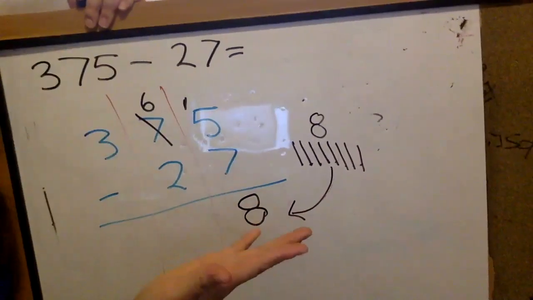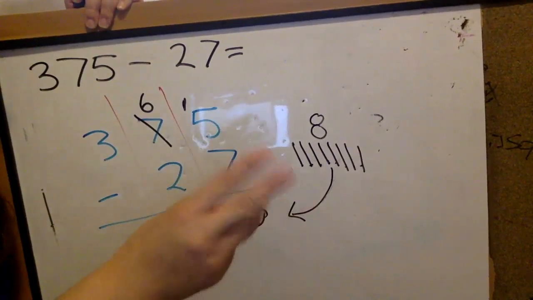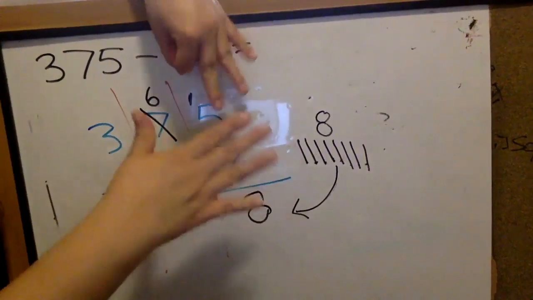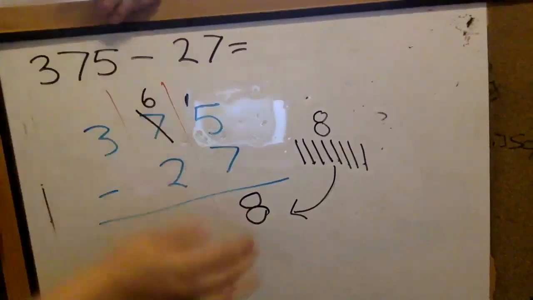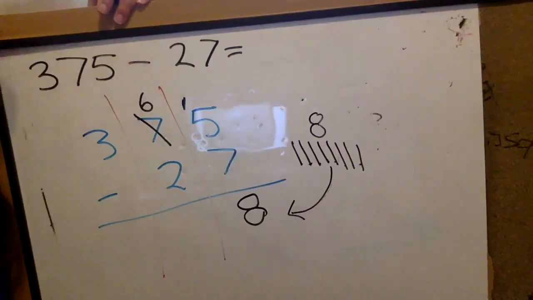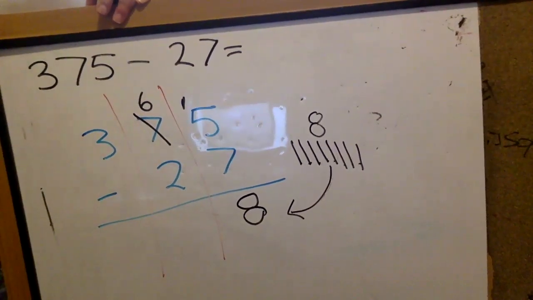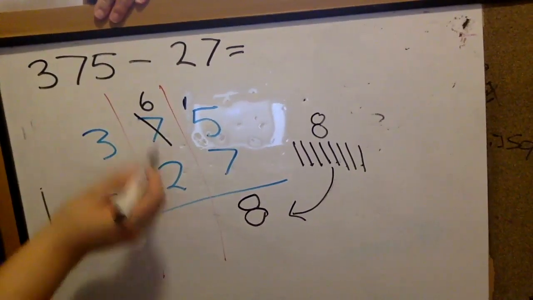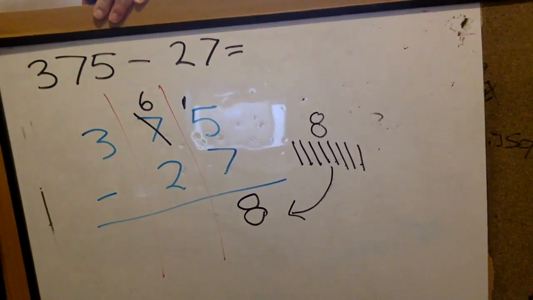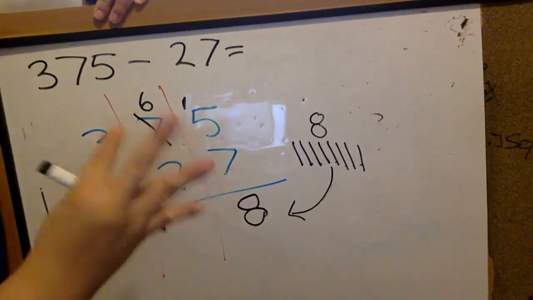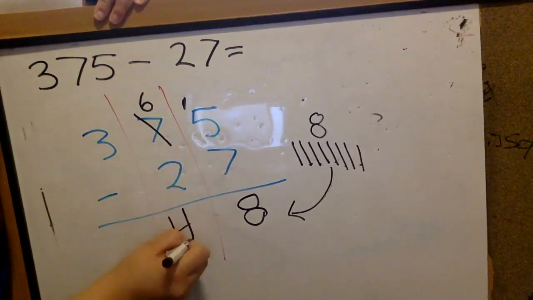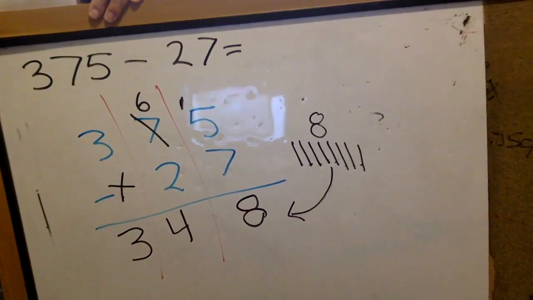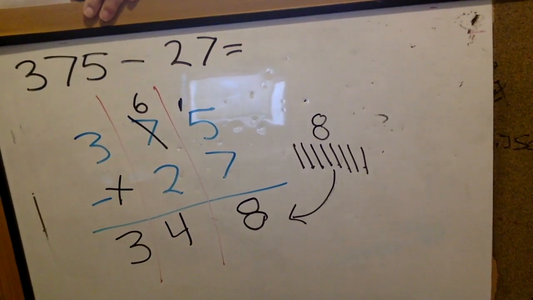Same thing, you can use your fingers. You can go 7, 8, 9, 10, 11, 12, 13, 14, 15. That's 8. Any little method, I know a lot of teachers don't like you to do this, but if you can do it in your head or if you can do it on the side, that would be good. Great. So now we have 6 minus 2. Again, you're going to do 2, 3, 4, 5, 6. So that's 4. And since we have nothing, it would be 3. So our answer is 348.